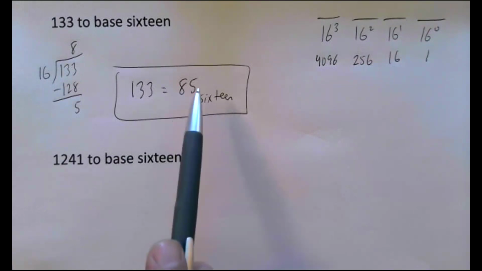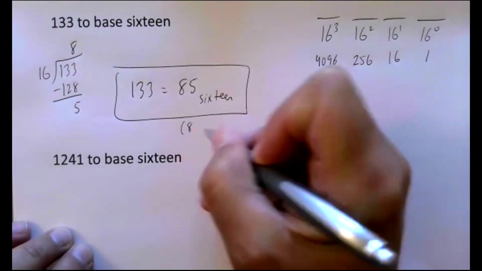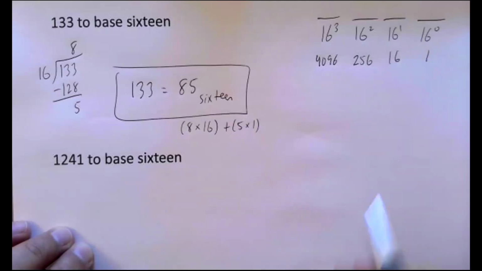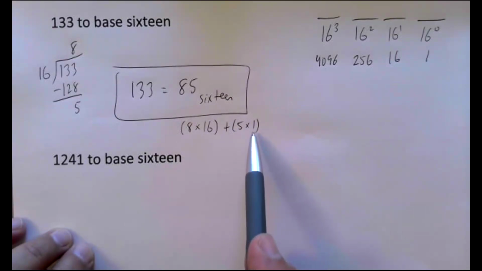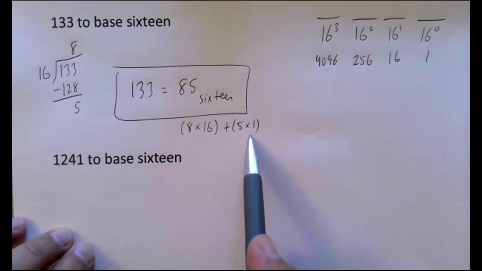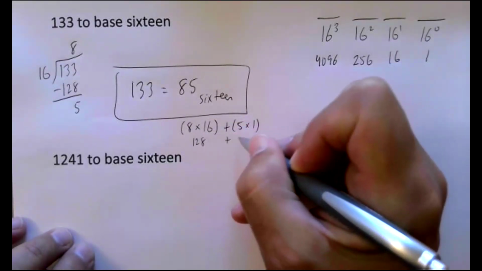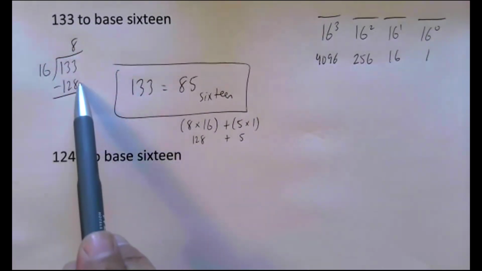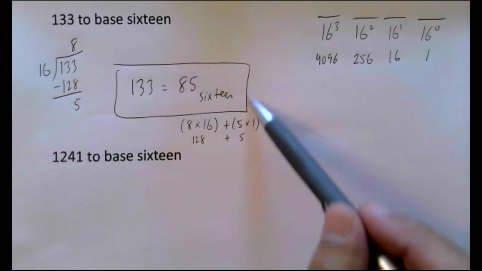133 equals 8 sets of 16 plus 5 sets of 1. I know I've been saying that, but I haven't really been writing it out. You don't need to write it out, but if you wanted to check, 133 should be equal to 8 times 16 plus 5 times 1. 8 times 16 is 128. 5 times 1 is 5. This is just saying 133 equals 128 plus 5, which of course it does. You can kind of see it right here. 8 times 16 is 128, we had 5 left over, 128 plus 5. Okay. But my final answer is this right here.